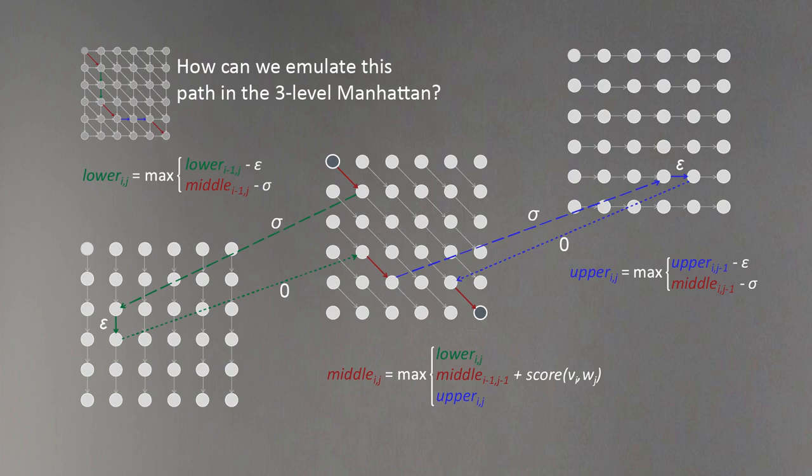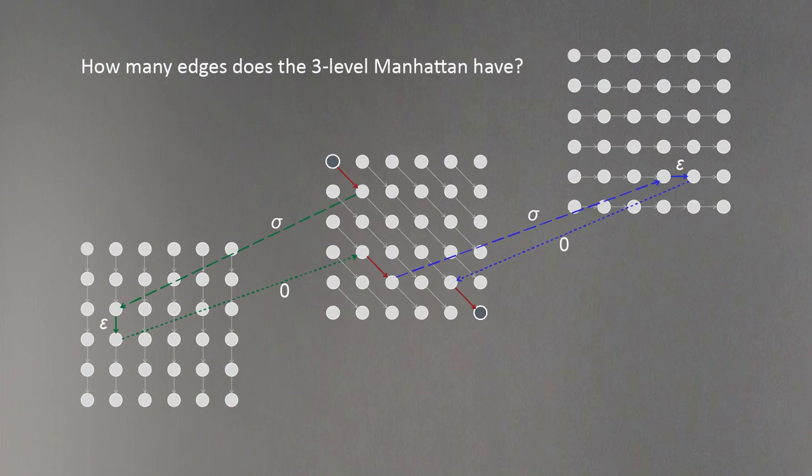How many edges does this 3-level Manhattan grid have? The hint is that the degree of each node is quite small. Each node in this 3-layered Manhattan grid will have only 1, 2, or 3 neighbors, and the number of edges is proportional to n squared, so the runtime of this algorithm will be the same as before. But now we can use a more sophisticated affine gap penalty than the naive penalty which we used before.